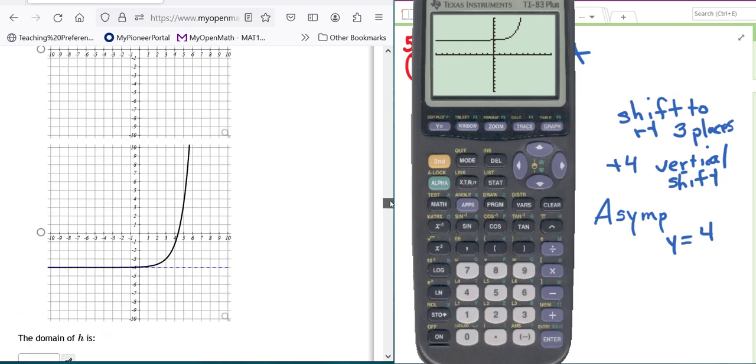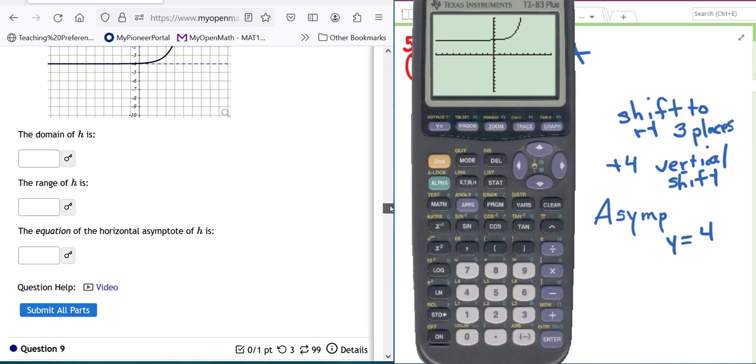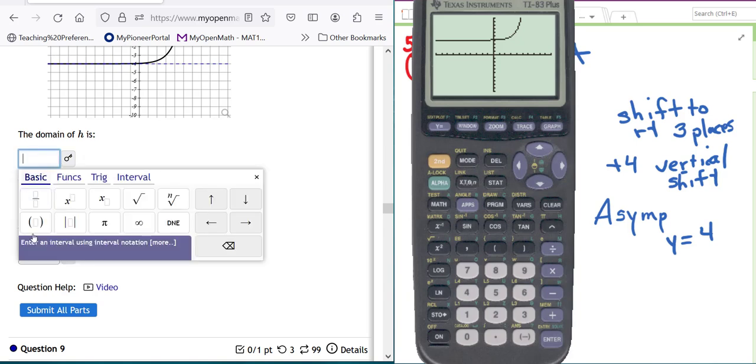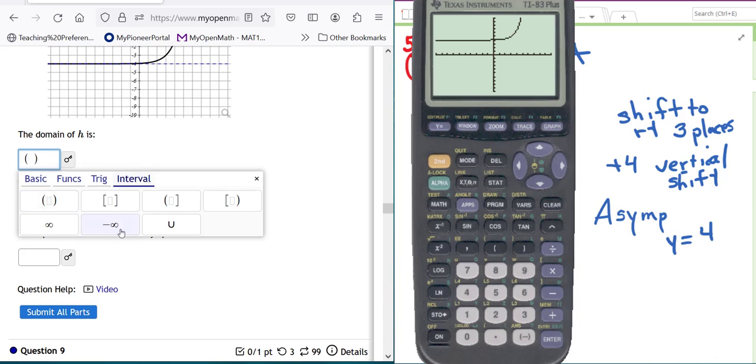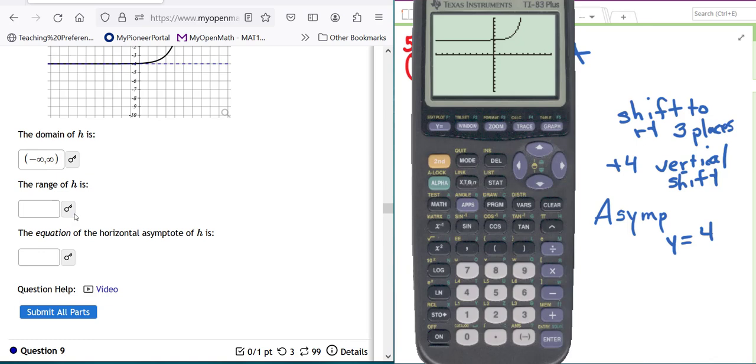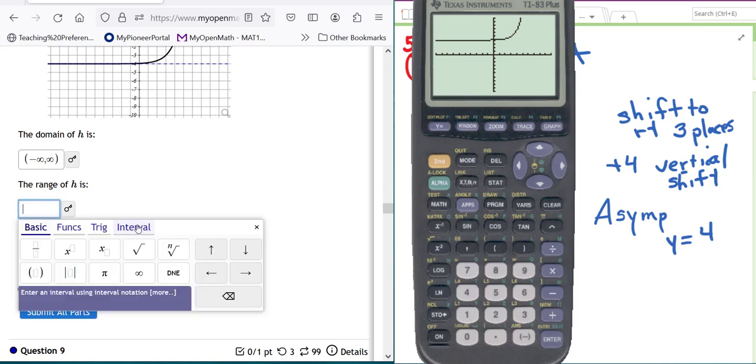And let's see if there were any more questions. Okay, so it's going to ask me domain. Calculator is a good thing to look at for domain. It's going to go to negative infinity and positive infinity. We can type that in. If you click interval, it'll help us a little bit. We can do that. Negative infinity, comma, and positive infinity. Save us the typing. Range. We'll go ahead and do that interval button again.